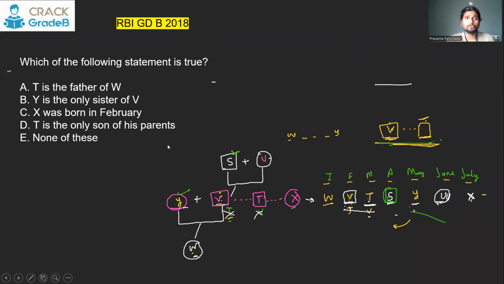Which of the following statements is true? T is father of W? No. Y is the only sister of V? No. X was born in February? No. T is the only son of his parent? No. None of this. So answer will be none of this.